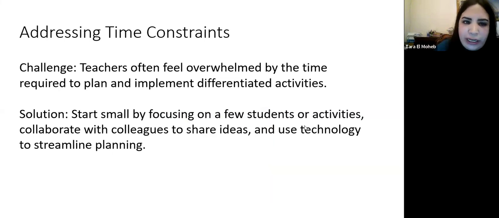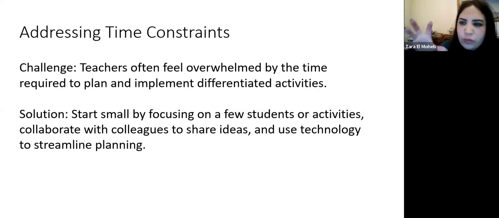Addressing time constraints. Now we're going to talk about the challenges of differential teaching and what the solutions are for us to overcome these challenges. Challenge 1. Teachers often feel overwhelmed by the time required to plan and implement differential activities. Teachers, for example, when they go home, are very tired. They cannot put their mind into focus. So what do we do? Start small by focusing only on a few students or activities.